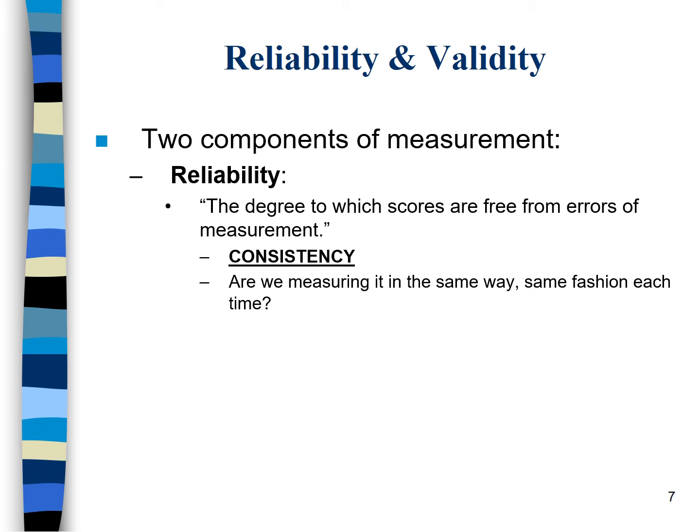Reliability is arguably the easier one to measure. In its fancy definition, reliability is the degree to which scores are free from errors of measurement. Okay, great, sounds good. What I want all of you to consider when you think of reliability in the realm of research is that reliability is all about consistency. Am I being consistent in how I'm collecting my data? Am I measuring things in the same way, the same fashion each time?